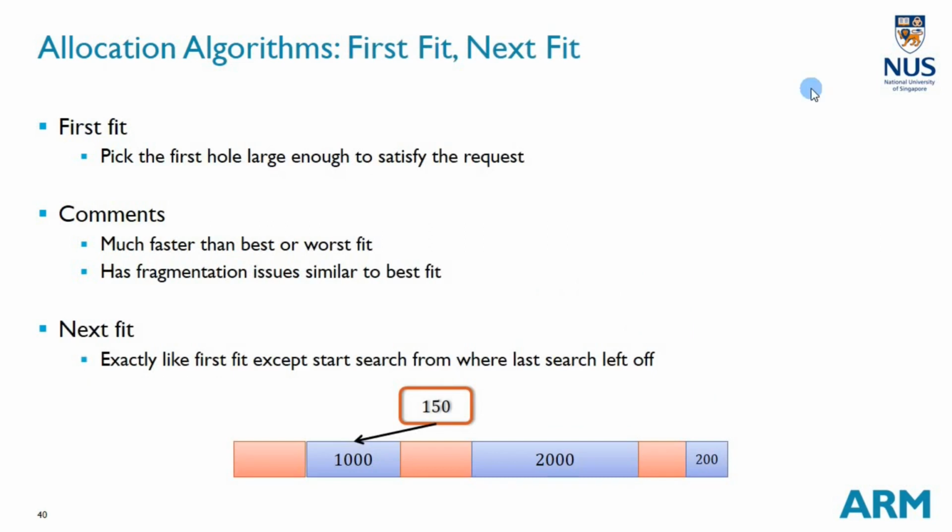In the first fit approach, basically what we do is we pick the first hole that is large enough to satisfy the request. So if I want a size of 150 bytes, and if the first hole itself is able to fulfill the request, then I stick with it. So that is first fit, and next fit is where I start from exactly where I left off. Instead of going back to the beginning of the linked list, if this is the last place I stopped, then I check from this free space and go on to the next free space and so on. So that is the next fit allocation algorithm.